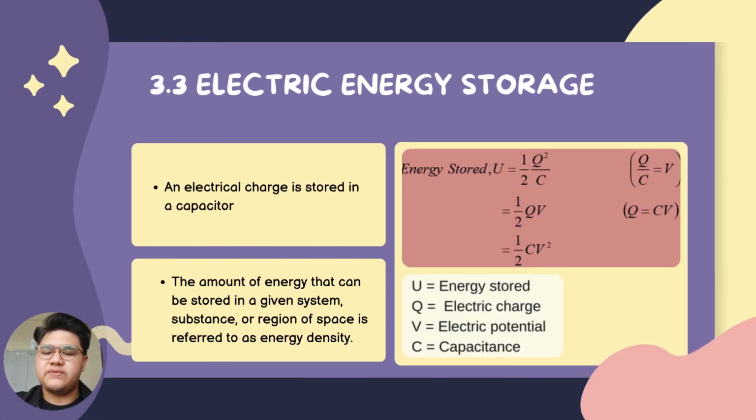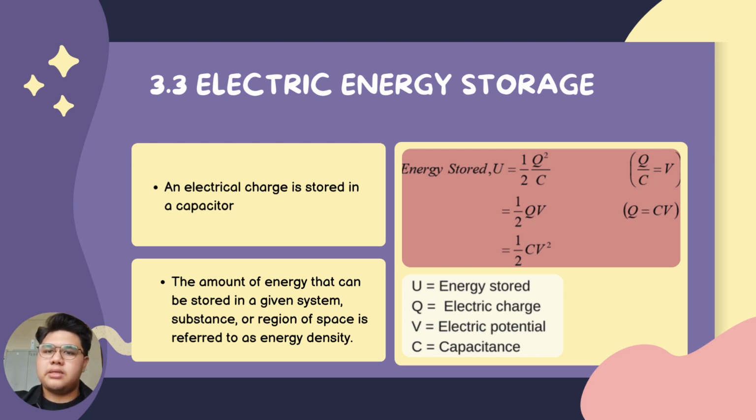Hi, my name is Ahmad Junaidi, and in this video I will present about electric energy storage. Electric energy storage is electrical charge stored in a capacitor. The symbol for electric energy storage is capital letter U. The energy stored in a capacitor equation is U equals half C V squared, where C is capacitance and V is potential difference. There's also another formula which can be used: U equals half QV, where Q is CV.